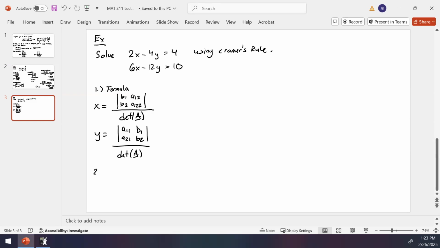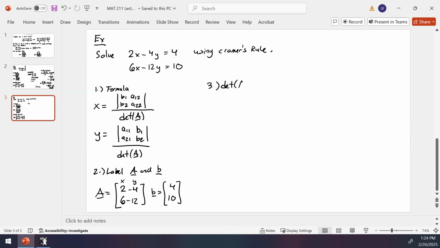And then step 2, let's label A and B. So A is always your coefficient matrix, so that's the numbers in front of X and Y. X is almost always the first column. Y is almost always the second column. Could you reverse the order and still get the same answer? You actually could, because labels, like variables, are not unique, so we could swap the letters, but it would just change where the answer is located, not the actual value.